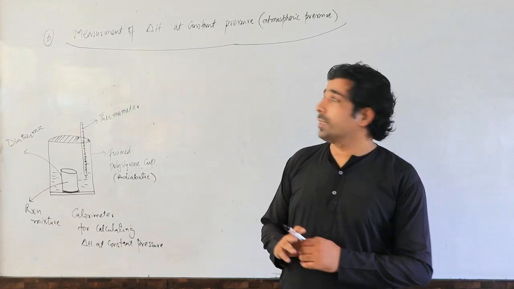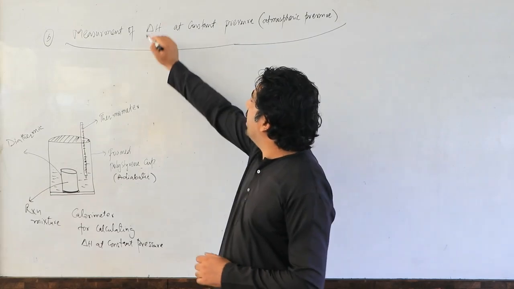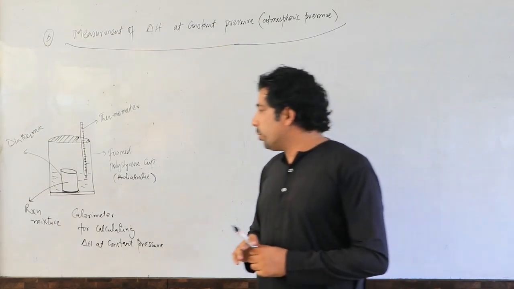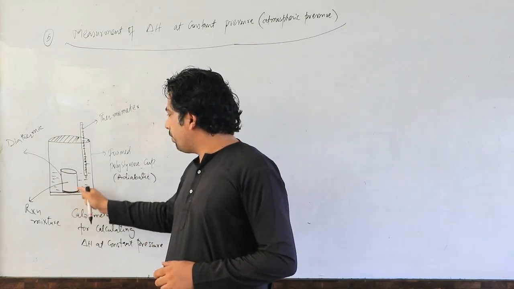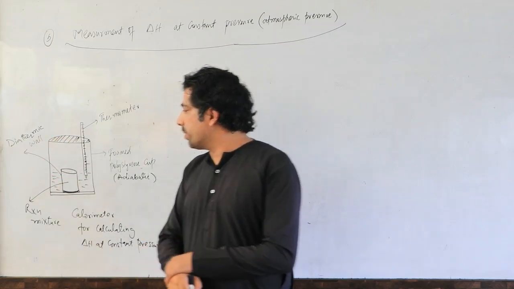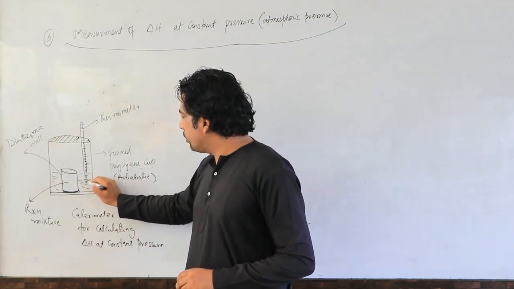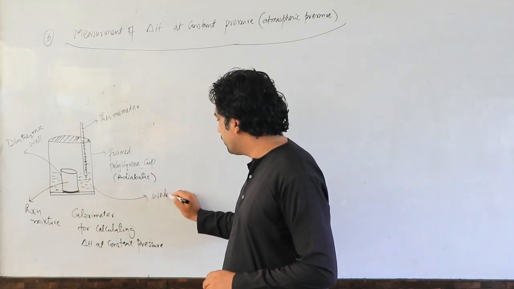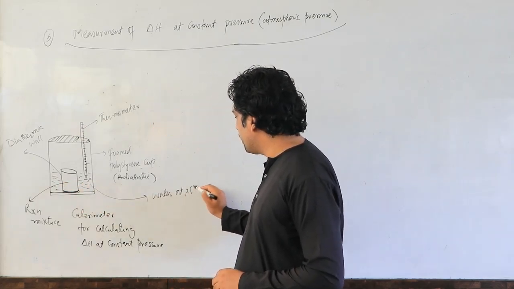So dear friends, let us talk about the measurement of delta H, and this is taken at constant pressure, that's atmospheric pressure. Let us suppose in this cup which is having a diathermic wall, means it can transfer the heat, and this is, let us suppose, the water here. Let's suppose we have water here, water at 25 degrees Celsius.